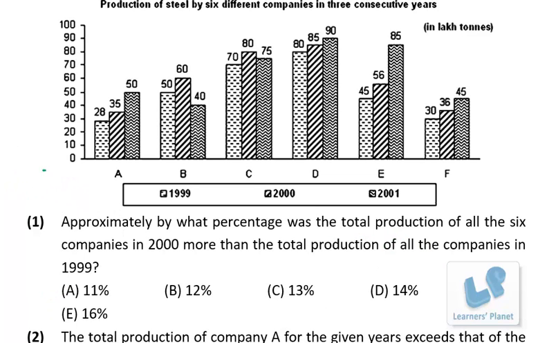Approximately by what percentage was the total production of all the 6 companies in 2000 more than the total production of all the companies in 1999? So in the base we have to put the total of 1999, and in the numerator we have to put the difference between 1999 and 2000, since 2000 is more. So we can add up the data of 1999, and in the numerator just find the positive difference between 1999 and 2000. This way our calculation will be simple.